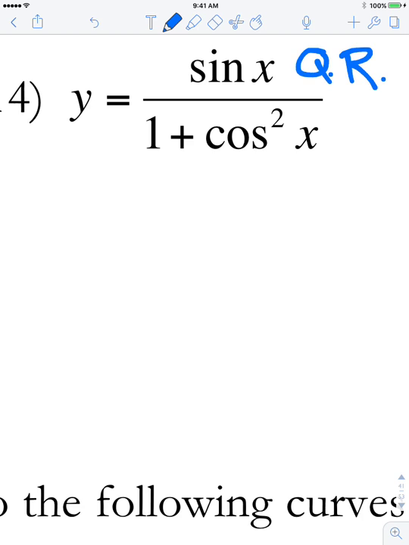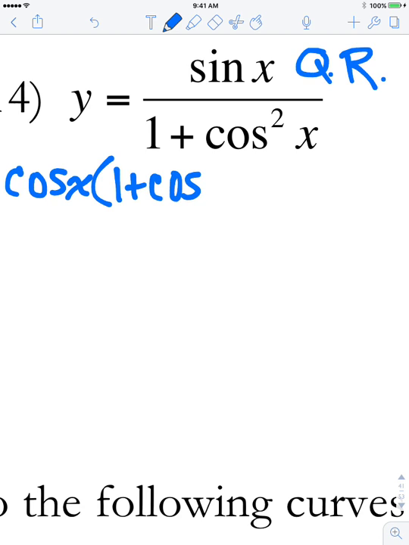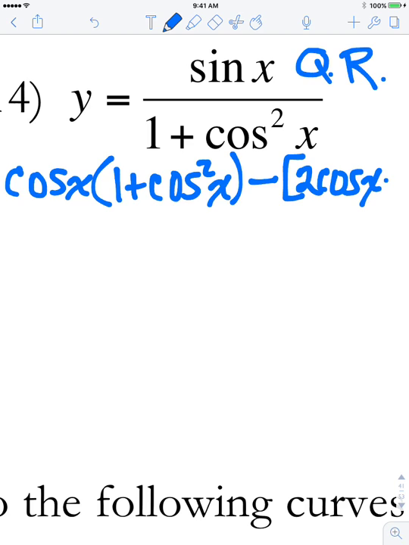It's d high times low, so the derivative of the numerator, which is cosine of x, times the denominator, minus the derivative of the denominator. For the derivative of the denominator, we're going to have to use the chain rule. The derivative of 1 is 0. I'm not going to bother writing that. And the derivative of cosine squared of x is 2 cosine of x times negative sine of x.